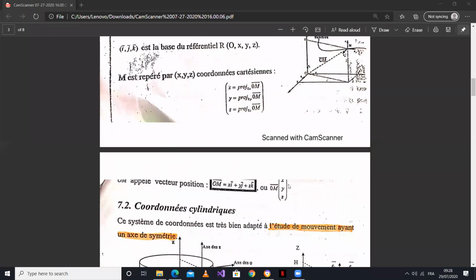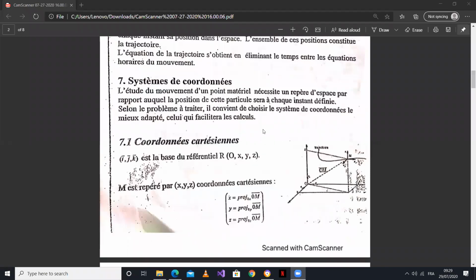Or you can note it in this way. You just write OM and have a column vector here, X, Y, Z. We know the first row is for the E, the second is the G, the third is the K. So no need to put X, E, Y, G, Z, K. When we use column vectors like this, we know already that the first row is E, the second row is G, and the last row is the K. But if you note it in equation form, you say OM is equal to XE plus YG plus ZK. But the coordinate Cartesian is not so interesting.